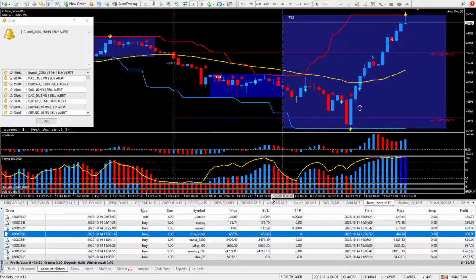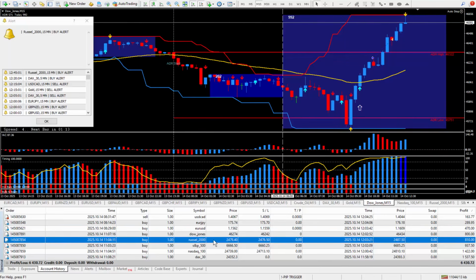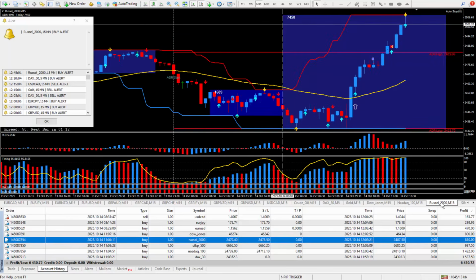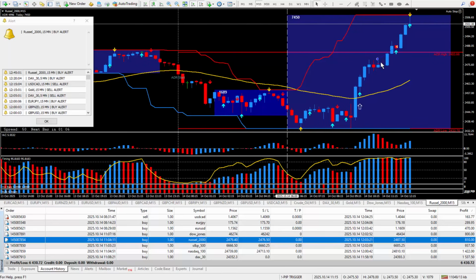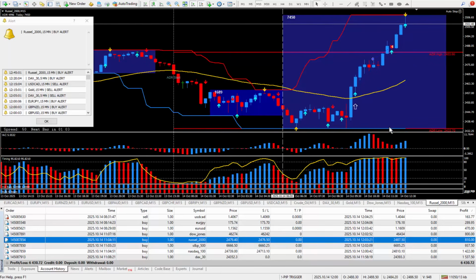Okay, let's move on to the next trade, which is the Russell. Russell pays $10 for each tick. So let's see where we got in at. Got in here, closed it out here. We had the arrow from the daily trade plan. Here's the pip trigger, the gold arrow, followed by 1, 2, 3, 4. A lot of things here telling you going up, along with the daily trade plan.